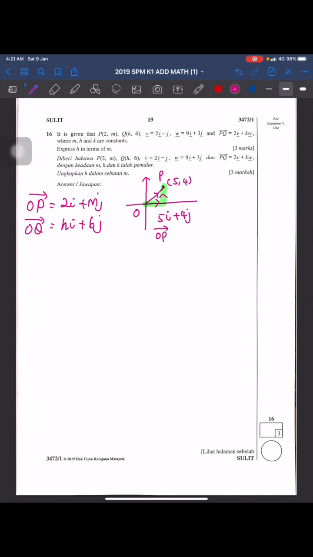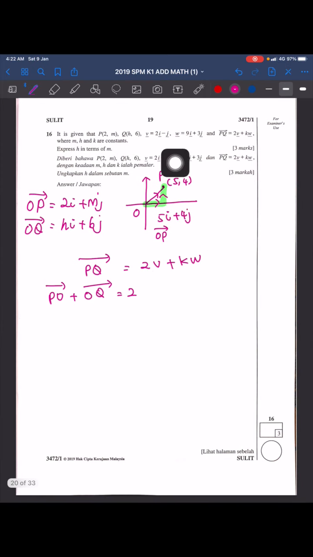Okay, so next kita ada v dan kita ada w. Seterusnya kita ada PQ kan. PQ is equals to 2v plus kw. Di sini nampak tak PQ? Kita boleh pecahkan, dia akan jadi PO plus OQ, equals to 2, v dah diberi dalam soalan, 2i minus j, plus kw, w is 9i plus 3j.